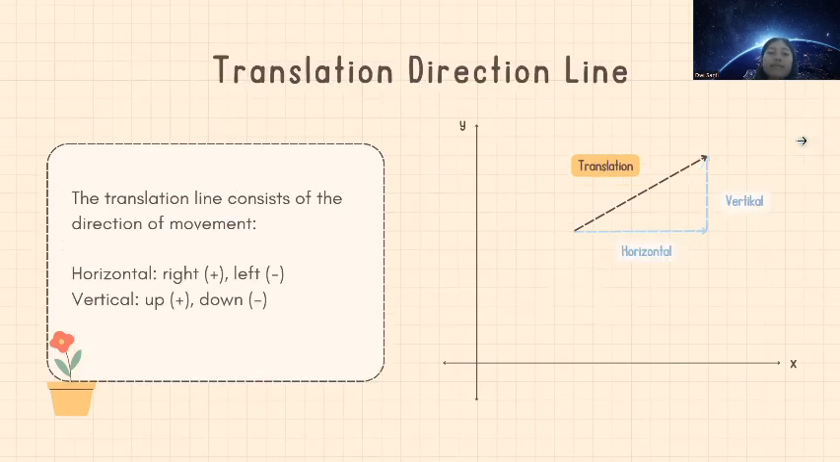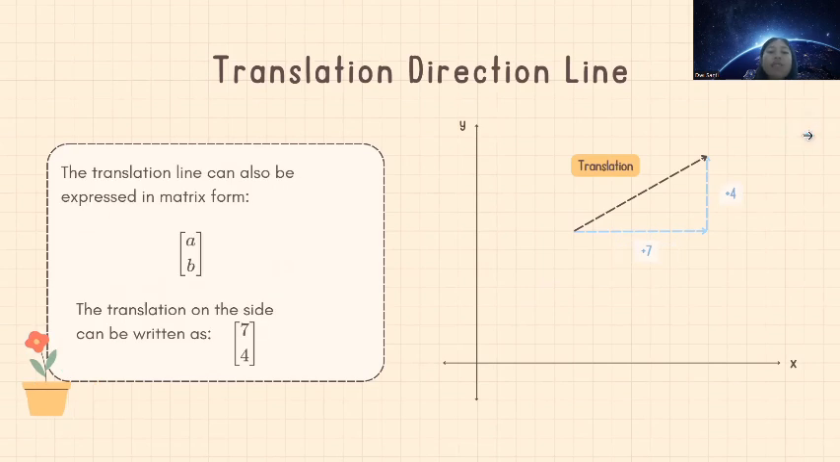Next, the translation is defined by the direction of movement. We move horizontally and vertically. For horizontal movement, a positive value means right and negative means left. For vertical movement, positive is up and negative is down.